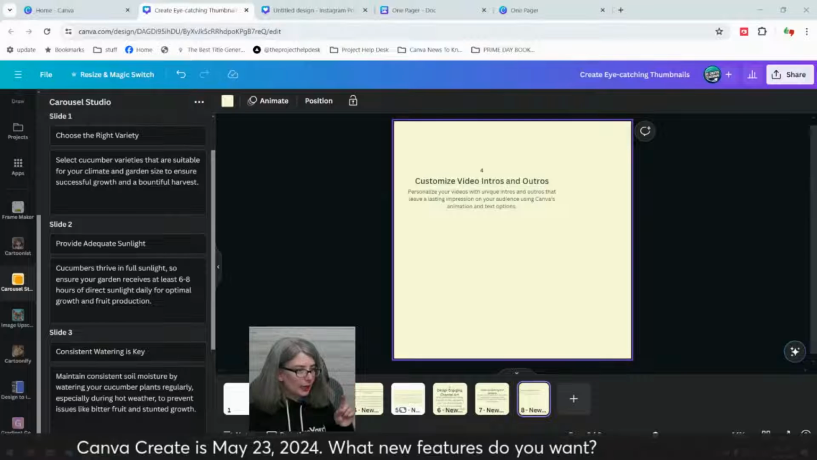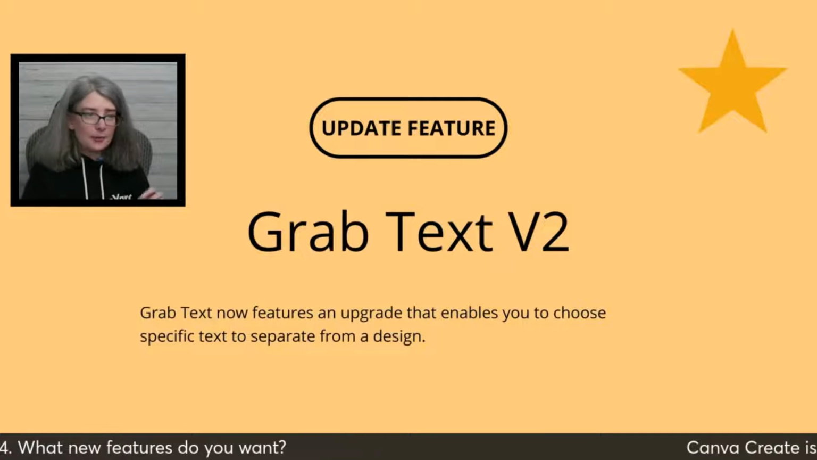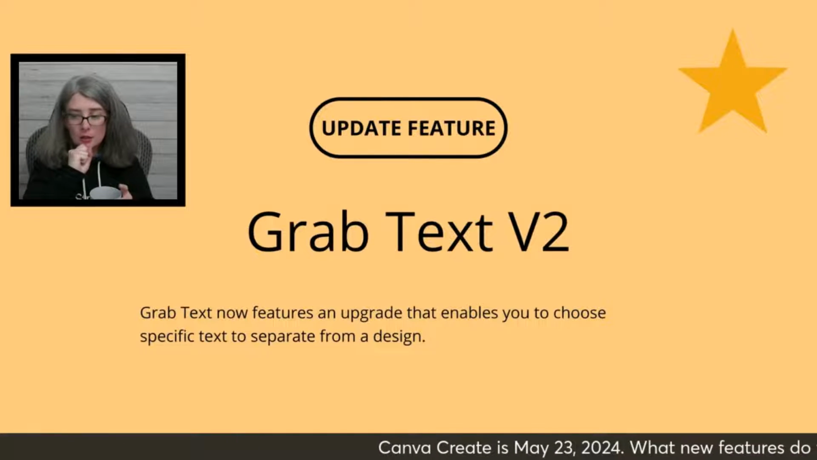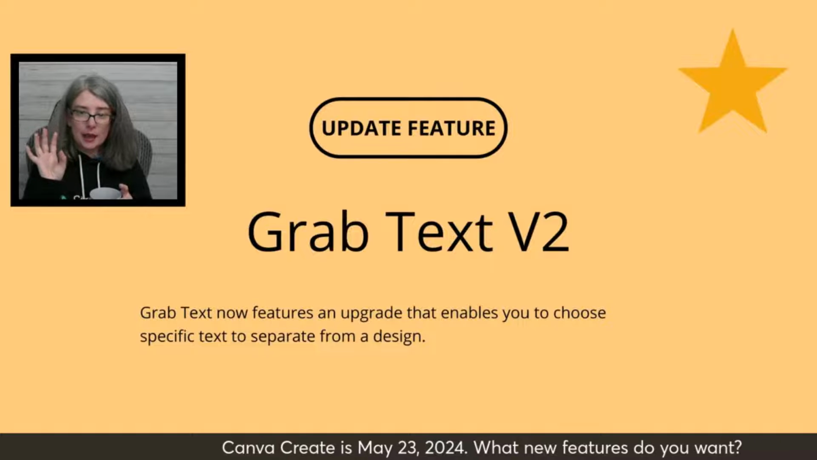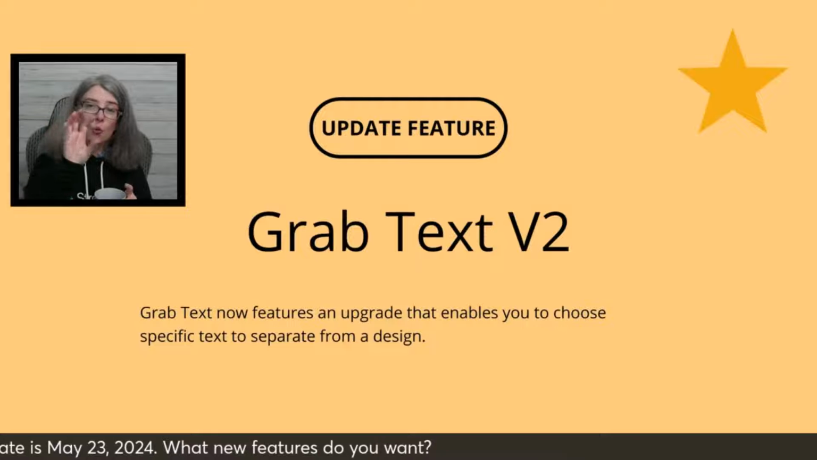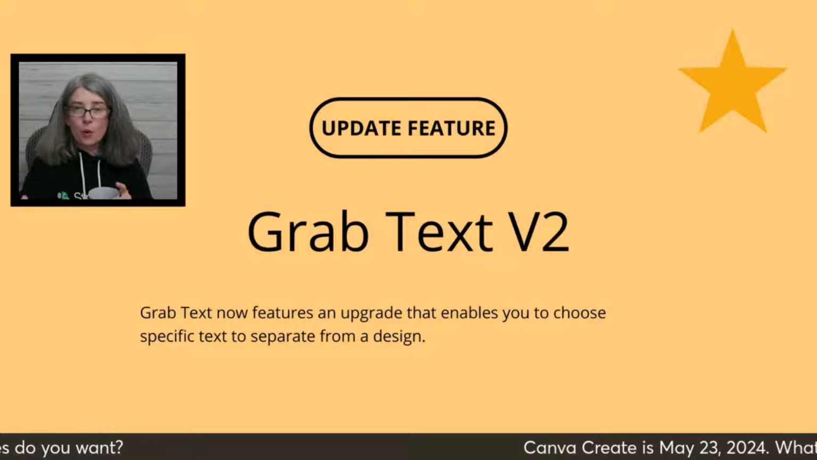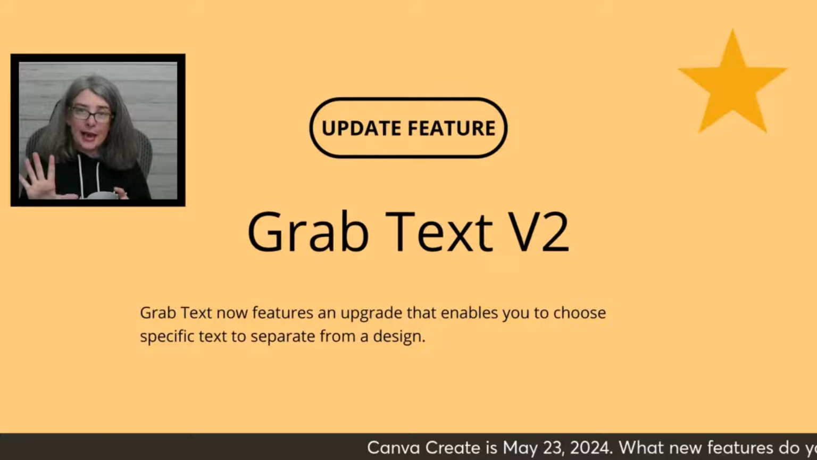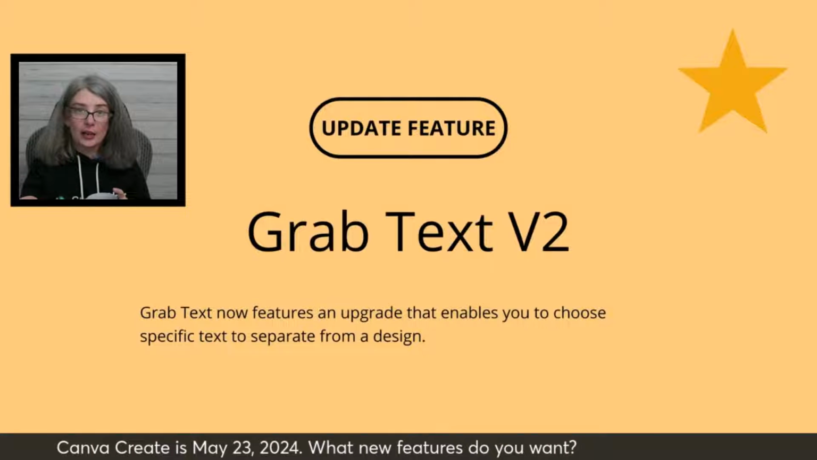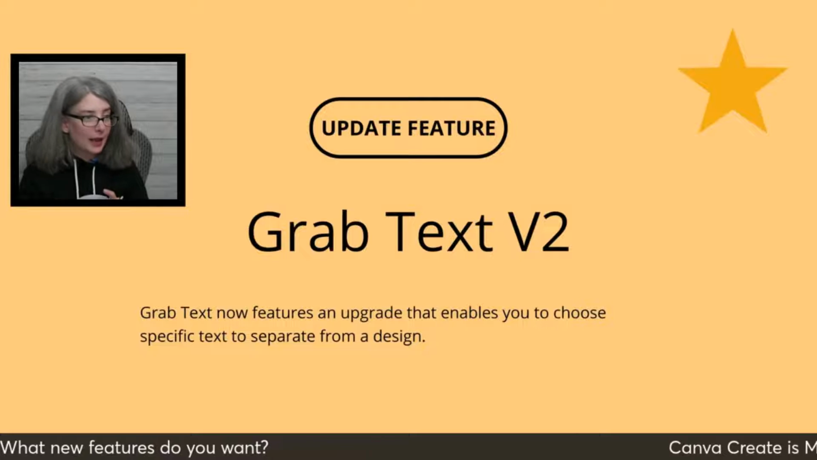Slide number 13 is grab text version 2, which I just showed a little bit earlier, which is where you can click something that's got text in it, click edit photo, click grab text, and it will separate the text away from it. Before it would separate everything. Now in version 2, you can select 1 or 2 things to change and leave other things behind. So I love that new feature.